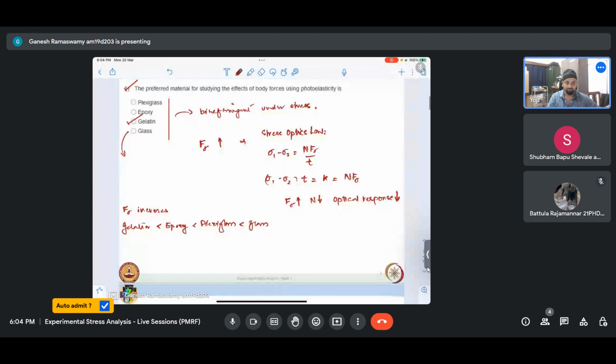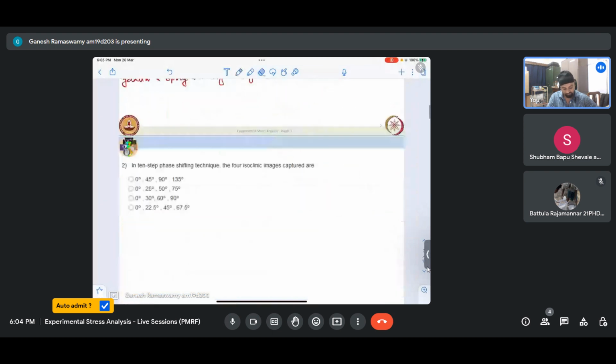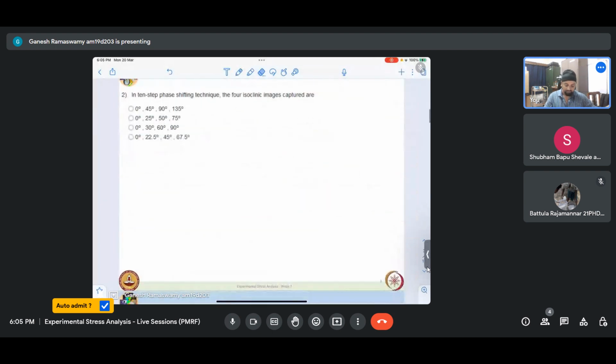So let us look at the next question. In the 10-step phase shifting method, the 4 isoclinic images captured are which of the following? Which combination is what is being asked.